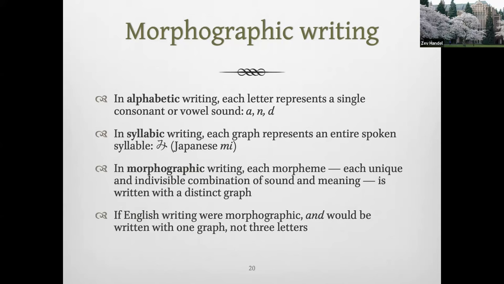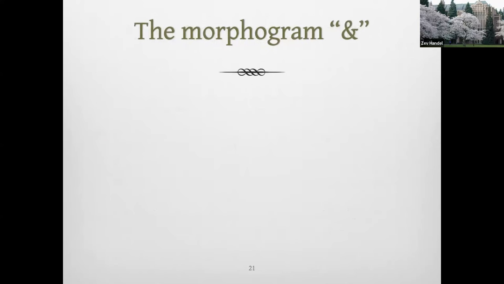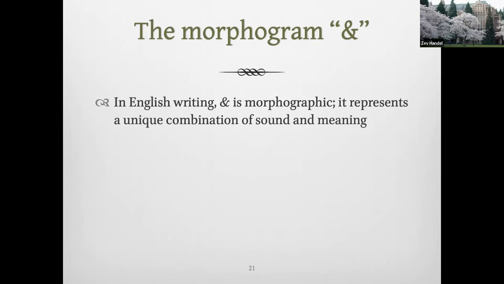So if English writing were morphographic, "and" would be written with one graph, not three letters. And actually, we do have a morphogram that writes "and." English writing is mostly alphabetic, but we have a few things in English writing that are very much like Chinese characters, and the ampersand is one of them. You think about the ampersand. It writes something pronounced "and" that means "and" and only that.